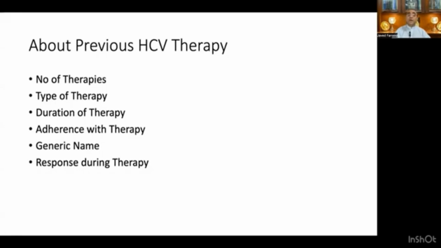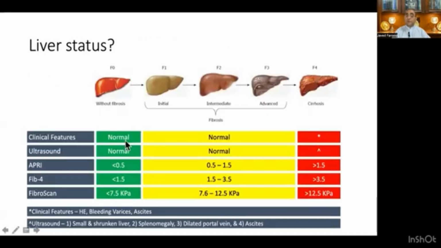Now with the available DAAs, we rarely check response during the therapy. We check response at the end of the therapy and after the antiviral treatment. And of course, what was the response after the treatment? This is very important. And again, to emphasize, we should also be clear about the liver status of this very patient.